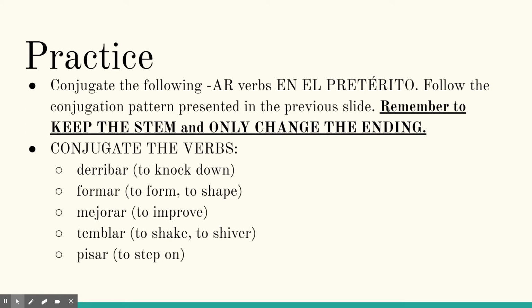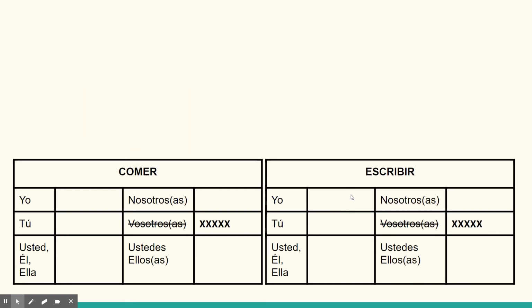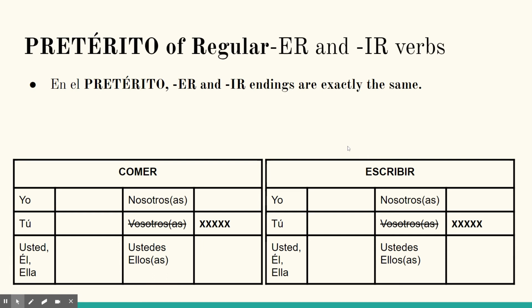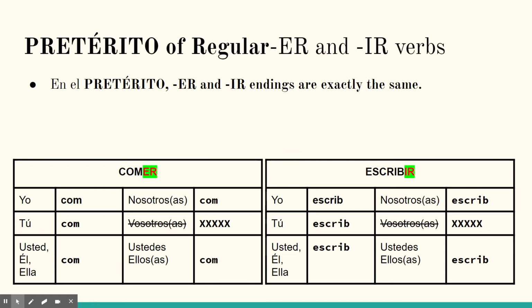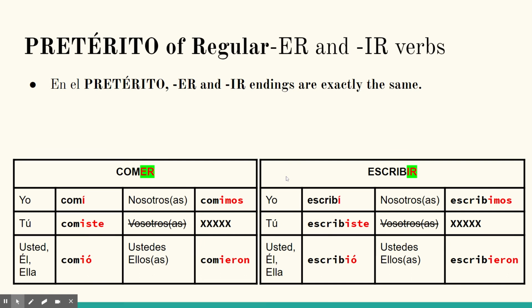Okay, if you guys are done with it, let's move on to ER verbs. Now, something that you guys need to know is that in the pretérito, ER and IR verbs are exactly the same. So once again, we are going to start with the stem or the infinitive, comer and escribir, two verbs that you guys already know. First thing we need to do is identify the ending, ER and IR. Everything else is going to be your stem. We keep the stems of those verbs, as you can see there, and all you do is add the endings of those ER and IR verbs. As you can see, both of them are exactly the same.